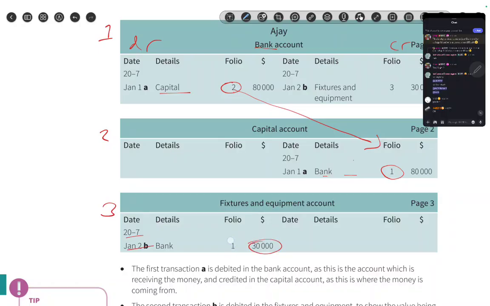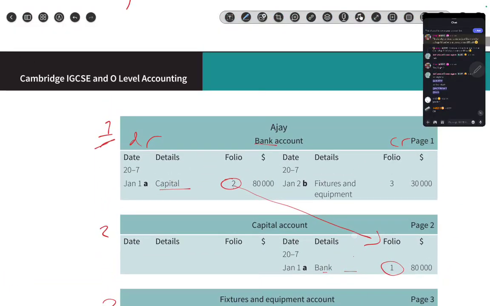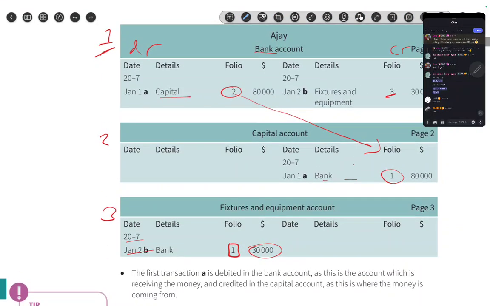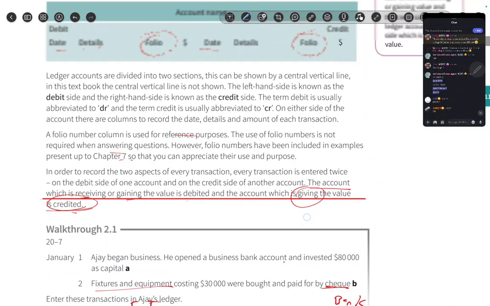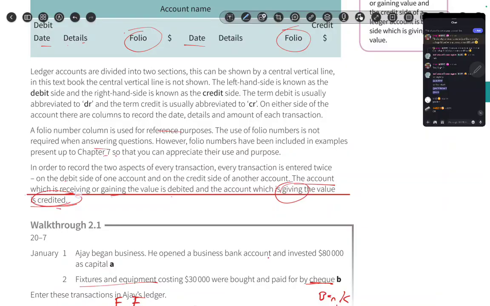And if you look at the folio, it's 1, you go to 1, you go to your bank account, and you have fixtures and fittings on the credit side of the bank account. Why credit side? Because the bank balance is reducing. The bank is giving the value to who? To fixtures. The value inside fixtures, the total value, was 0 before, it became 30,000. Now it's increasing. That's why you debit the account. All right, that's what this statement here means. Very important statement. It's going to help you a lot in the future, probably, if you're new to accounting.